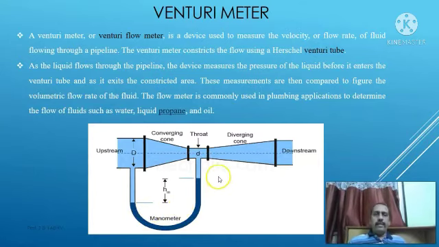Manometer contains the manometric fluid, and due to the difference in pressure, it shows a height difference through this manometric fluid. So by using that height difference, we can measure the flow rates or velocity.